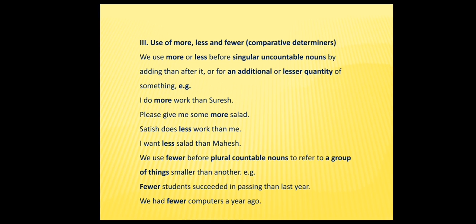Next are more, less and fewer. So these are comparative determiners. When we compare two things, we use more or less before singular uncountable nouns, adding "than" after it. So whenever there is comparison, we use "than" for an additional or lesser quantity of something.